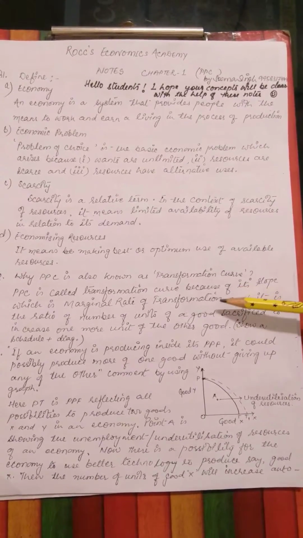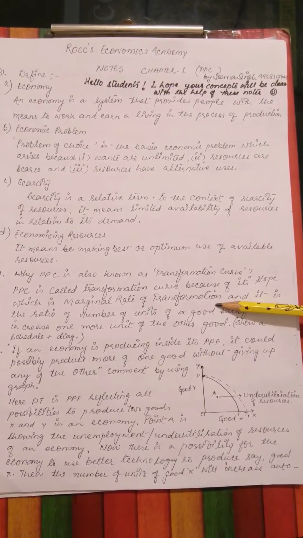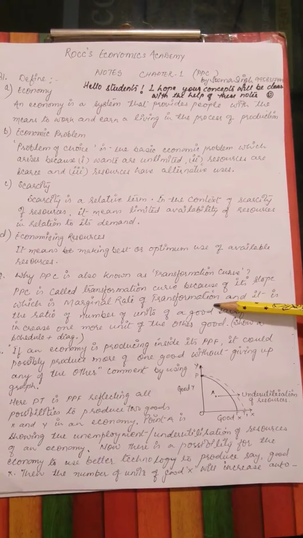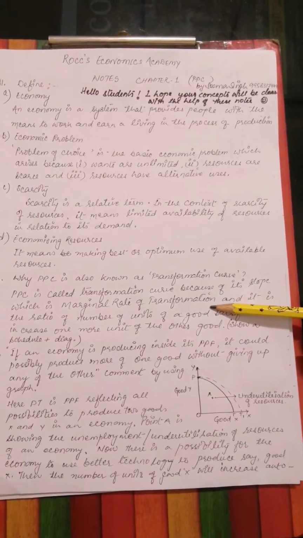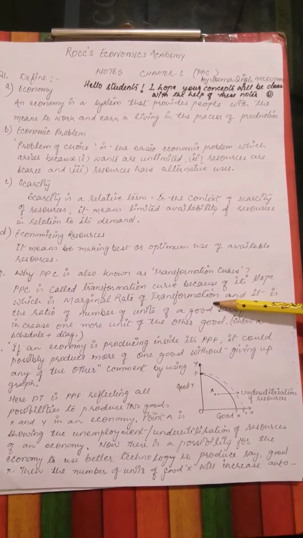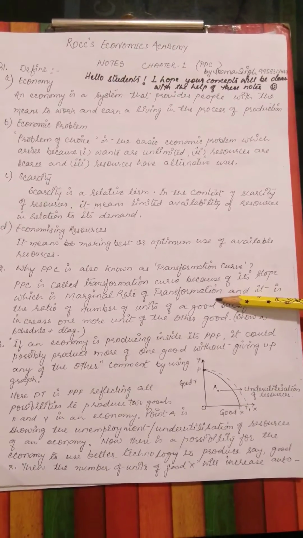That is, what is the meaning of marginal rate of transformation? Because by sacrificing 1 unit of one commodity, we can gain in terms of production the other commodity or some of the units of the other commodity. That is why we call PPC as transformation curve also.